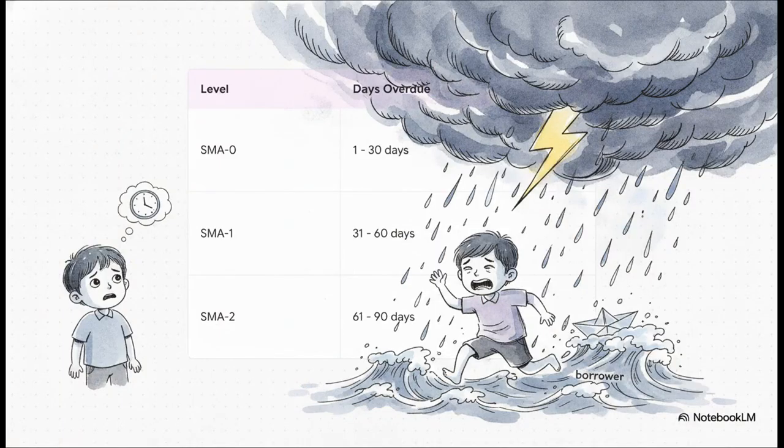But before a borrower fully disappears into that NPA black hole, analysts rely on an early warning system. These are called special mention accounts, or SMA buckets. Think of this as the worried feeling kid. They haven't totally vanished yet, but they're definitely late. SMA 0 means they're 1 to 30 days late. SMA 1 is 31 to 60 days, and SMA 2 is 61 to 90 days. It's basically the dark storm cloud rolling in right before the rain hits.